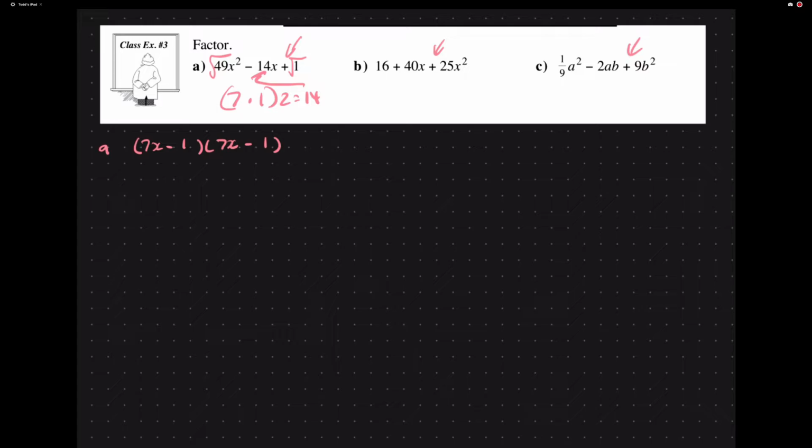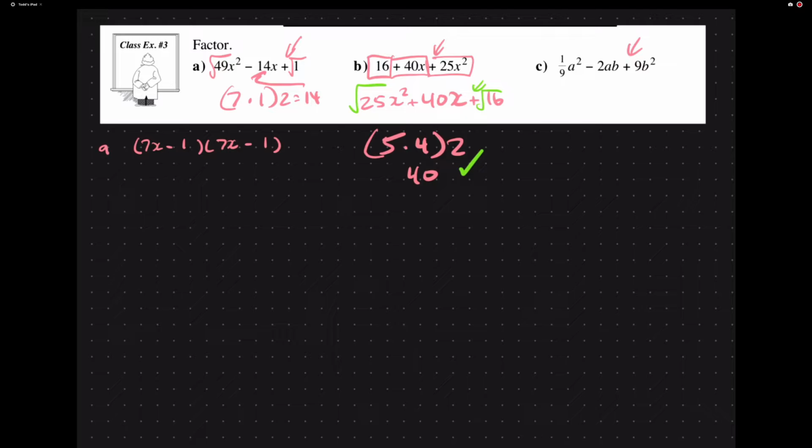So I'm just going to take this positive 25x squared, and positive 40x, and finally a positive 16. Now I'm going to check, is it a positive at the end? Yes. Can I take the square root of 25? Yes, it is 5. Can I take the square root of 16? Yes, it is 4. Multiply that together and we get 40, confirming that it is a perfect square trinomial.